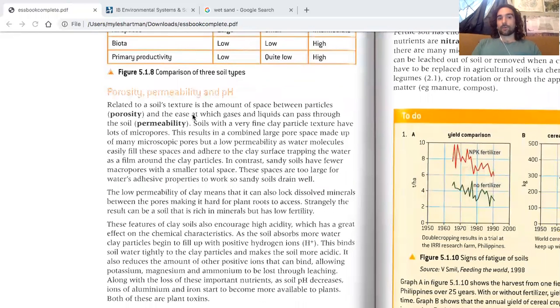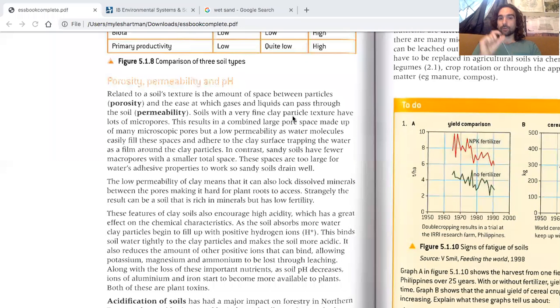Permeability is with what ease gases and liquids can move through that soil. So we've already looked at percolation, which is just liquids moving through it, so water moving through it. Permeability is just kind of like a catch-all, gases and liquids. So soils with a very fine clay particle texture, so we're going to those very small clay particles, have lots of micropores. This results in a combined large pore space made of many microscopic pores but low permeability. So because that clay is so close together, it's not very permeable.